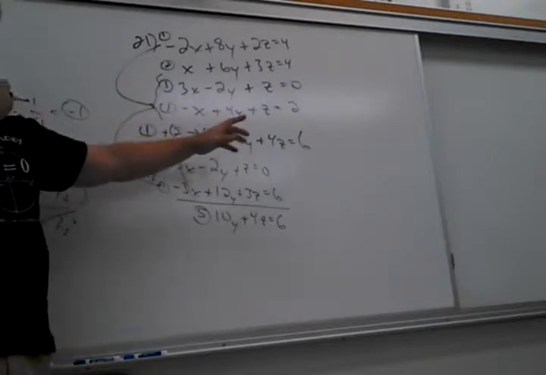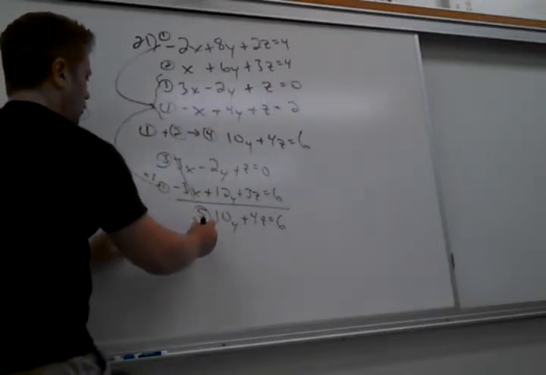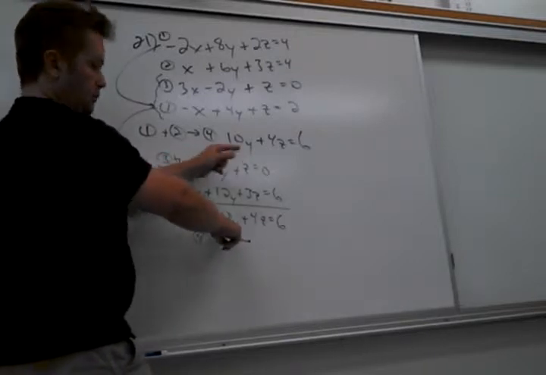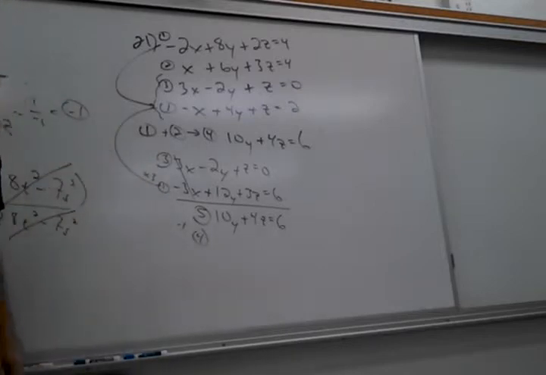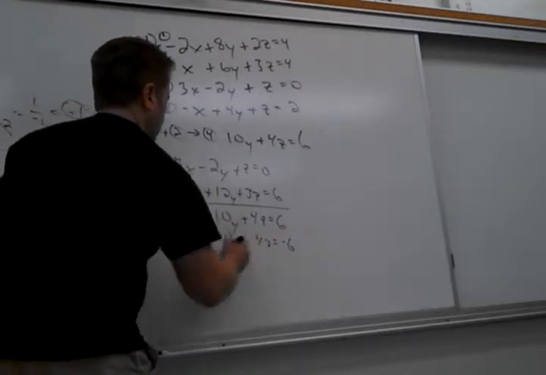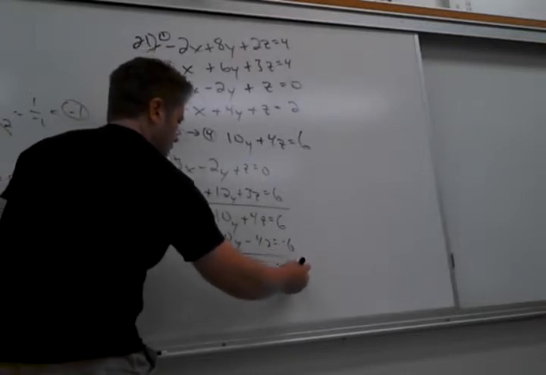They're the same. So if I take equation number 4, how would I kill the y's? Multiply by negative 1. It's almost silly to do that, but let's do it. I get negative 10y minus 4z equals negative 6, so I get 0 equals 0.